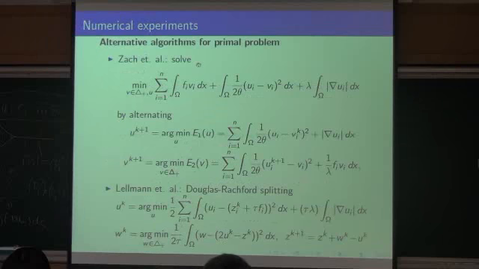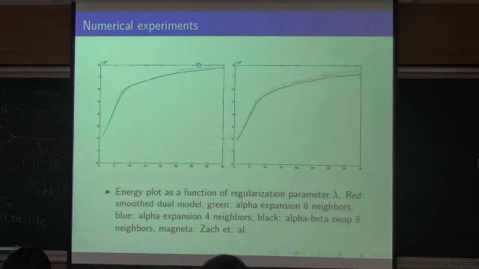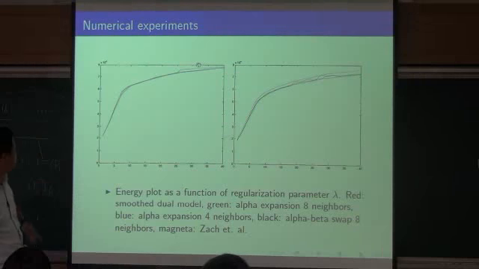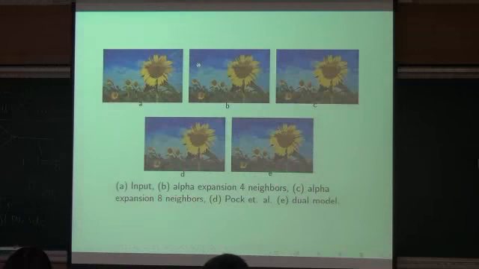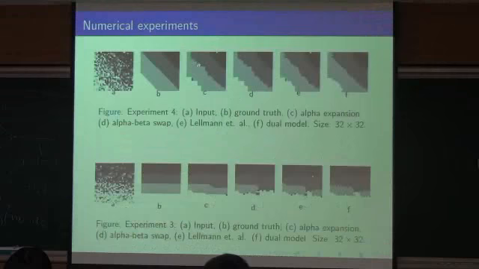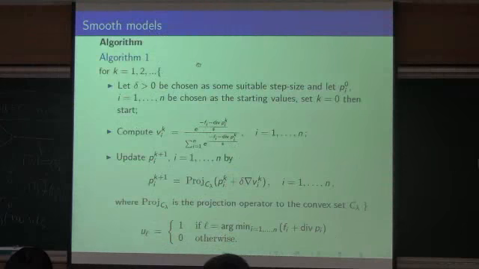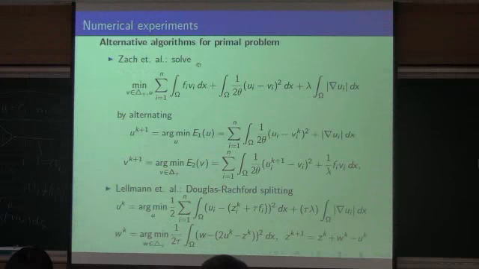Normally, how many iterations do you need? Let me see if I have an iteration number. For a difficult image, several hundred. For an easy image, about 50, 80 should be enough. So the computing cost is very, very low.